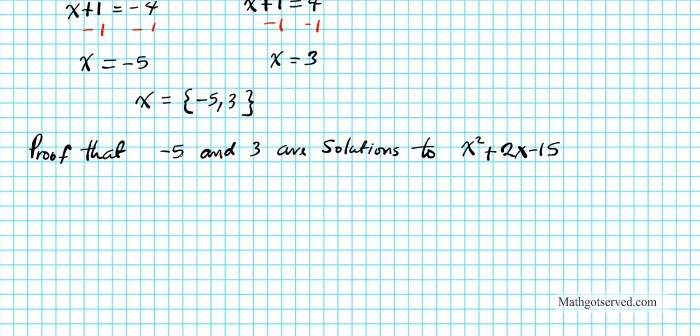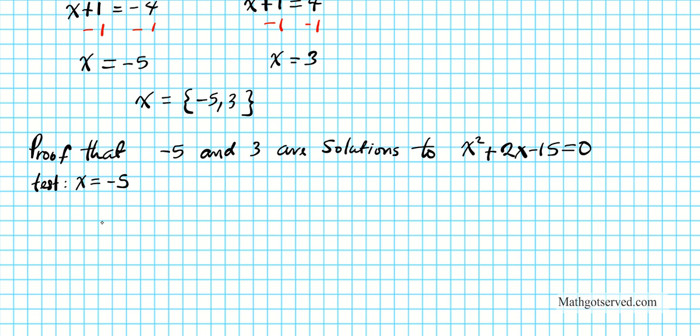To make this proof, all we have to do is substitute these two values into the original equation, equals 0. And then if we get a true statement, then we can conclude that our answers are accurate. So first test is x equals -5. We're going to plug it into this original equation.